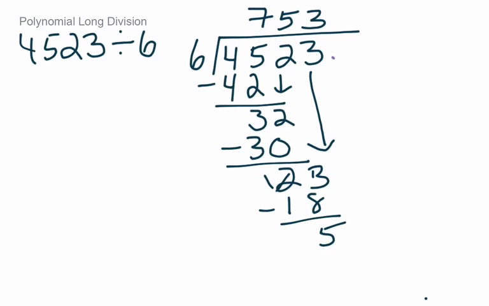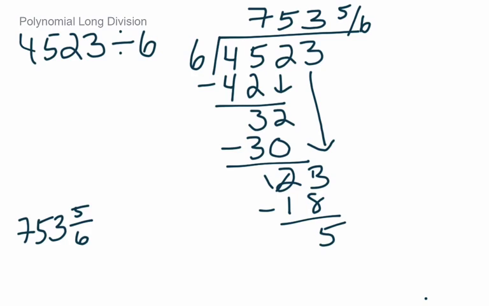The last way is actually not as common, but you might have done it at some point. You take your remainder and you make it into a fraction with your divisor. So you'd have 5/6. And so the answer would be 753 and 5/6. And you end up with this mixed number. This is the way that I want you to do it. I want you to do it with the fraction.